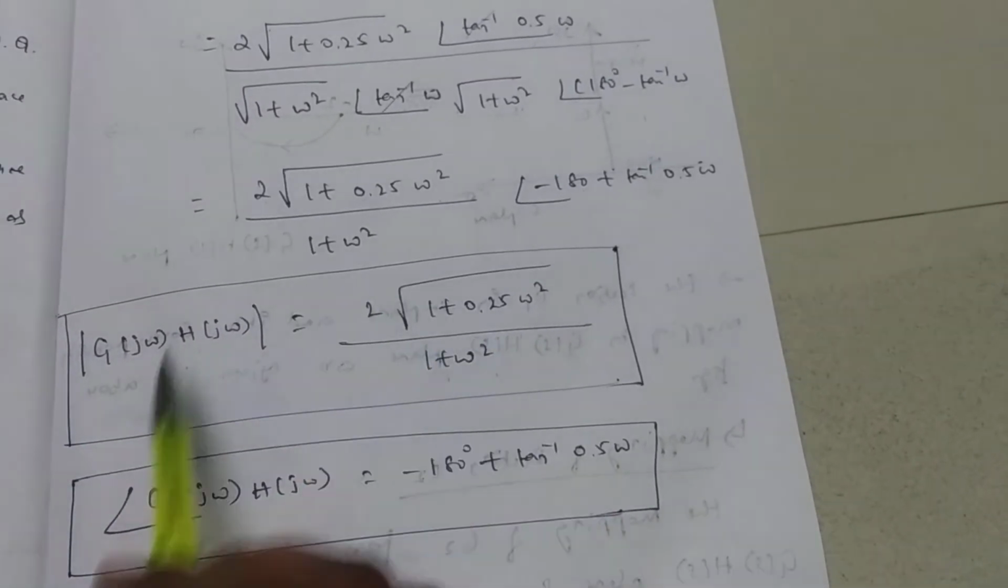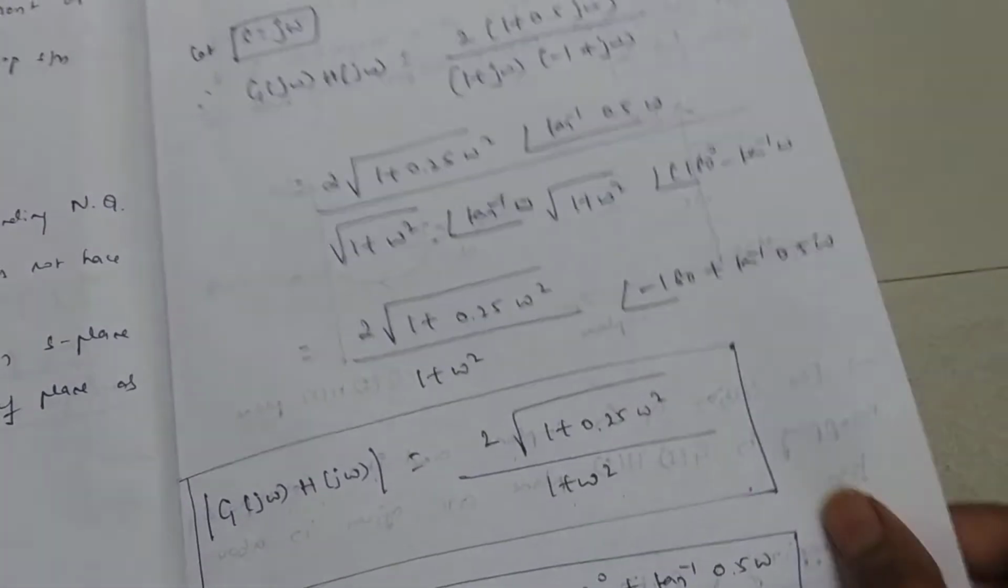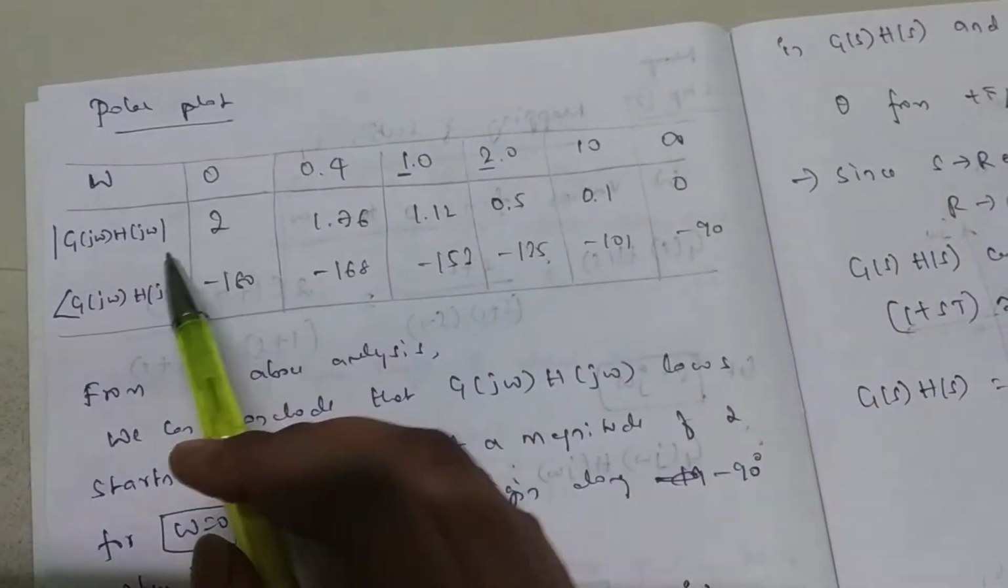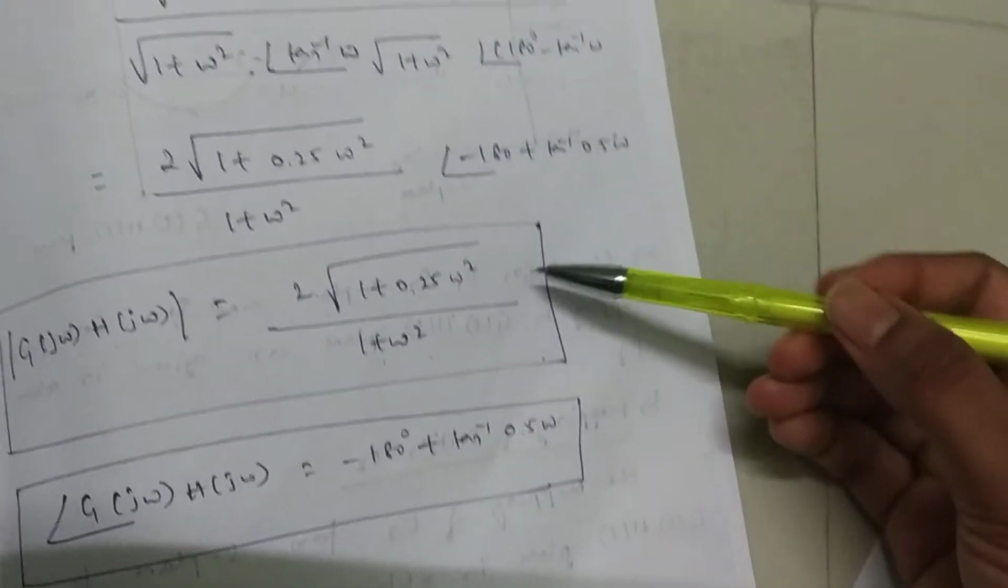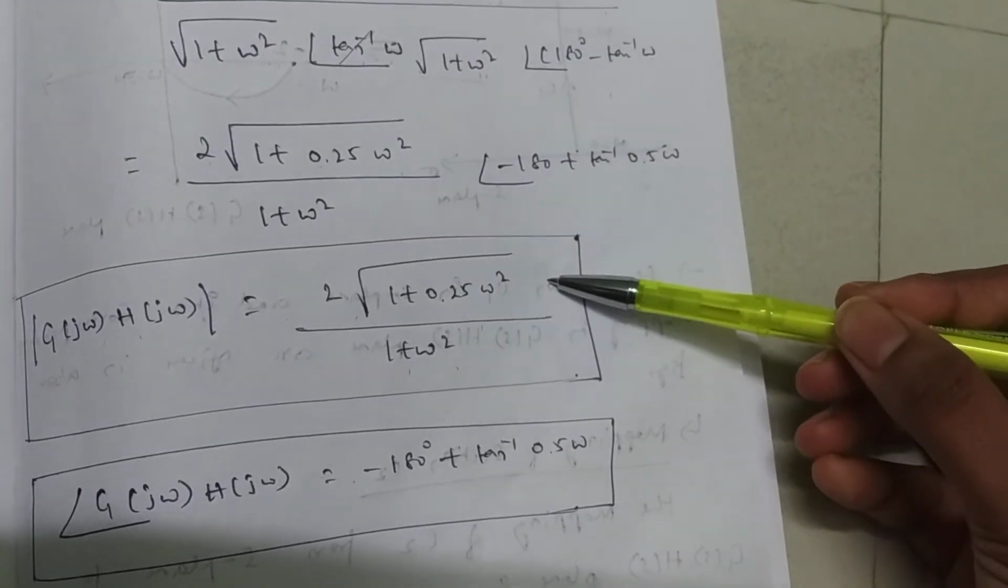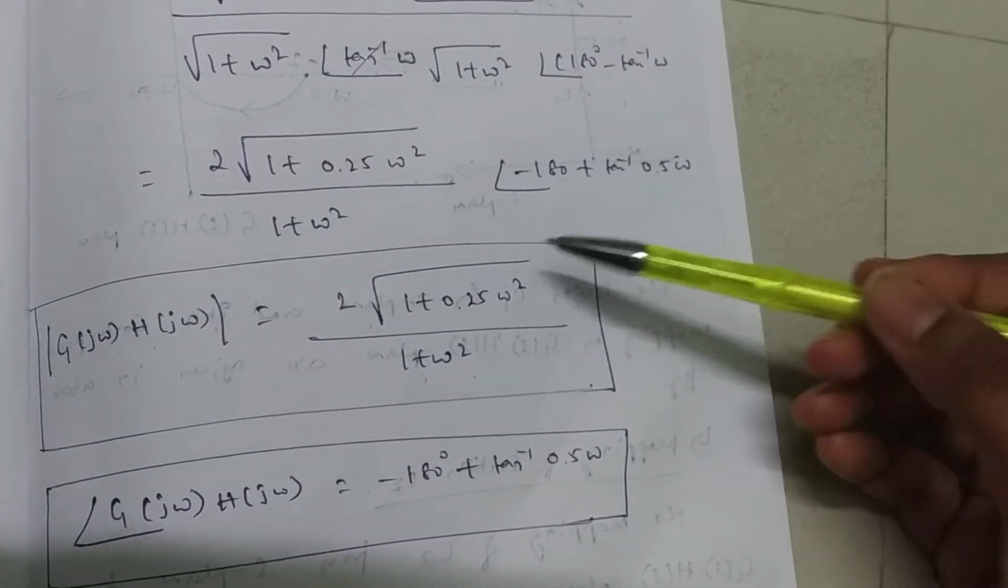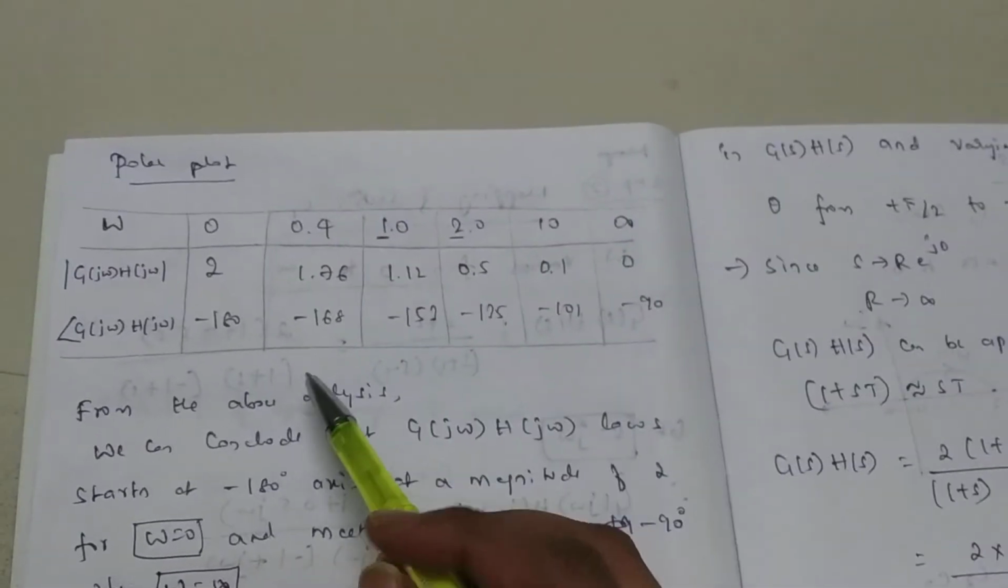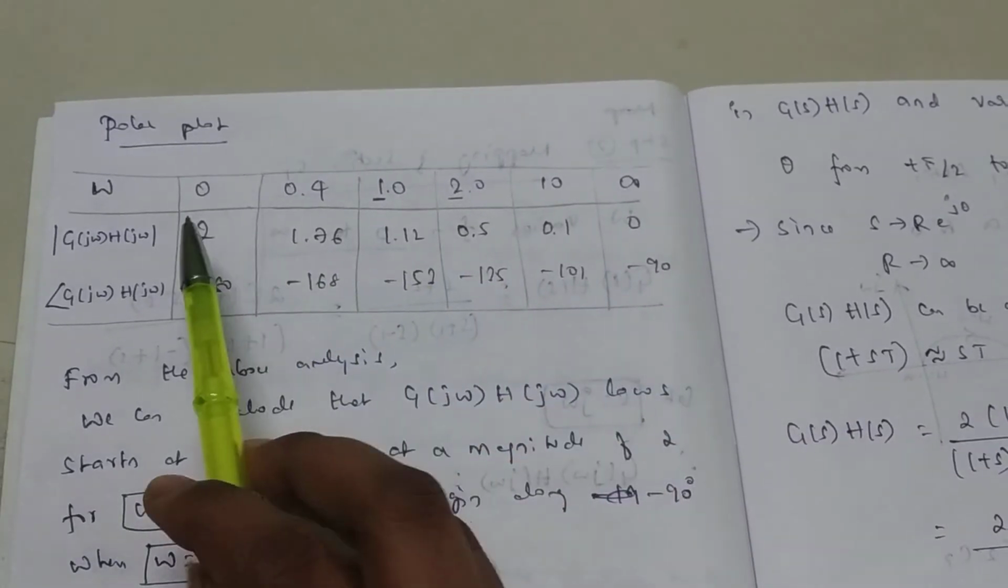So for this we have to plot a polar plot. See here, this is a polar plot value for a given omega. So here the omega value we have to substitute from 0 to infinity. Why? Because the C1 section varies from 0 to infinity.